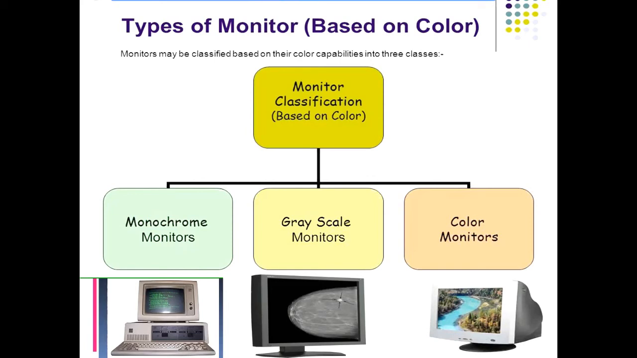RGB is the abbreviation of red, green, blue. A color monitor can display anywhere from 16 to over 1 million different colors. Monitors are sometimes called RGB monitors because they accept three separate signals: red, green, and blue.